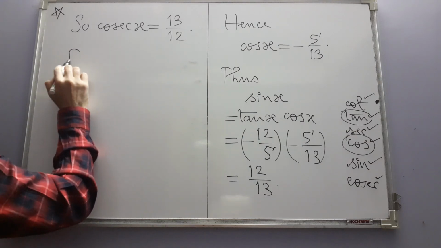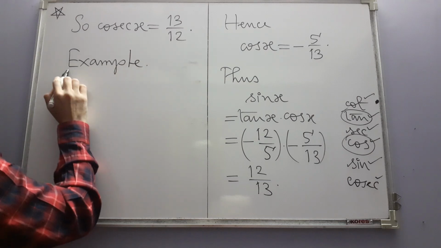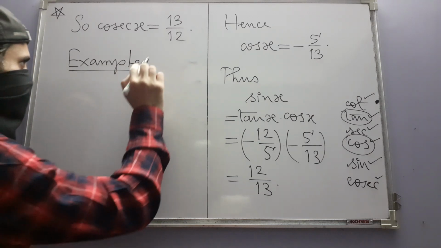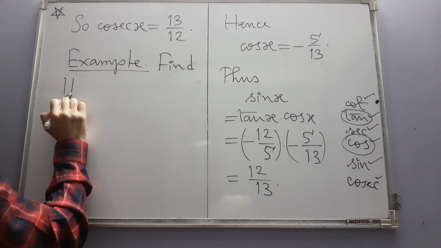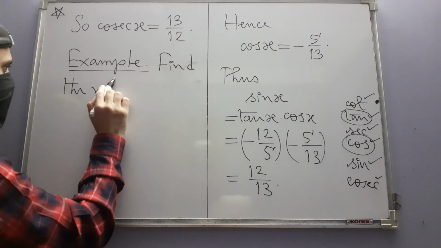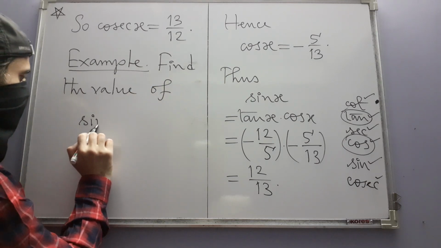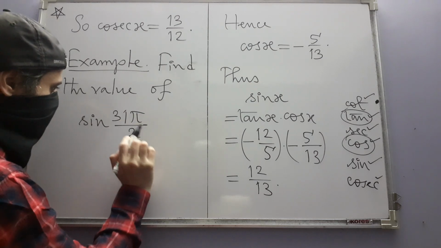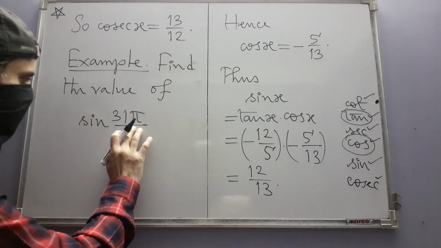Next, another type of example. Two more are there. Here we just have to find the value of sin 31 pi divided by 3, sorry.